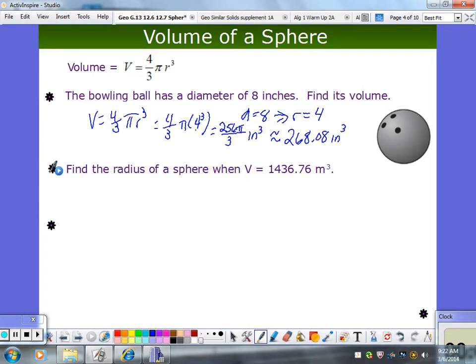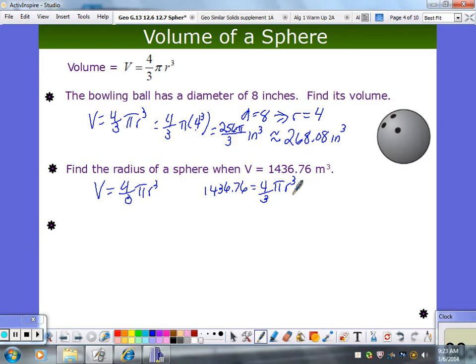Find the radius of a sphere when the volume is that number there. So again, we just write out the formula, substituting what we know to find what we don't know. Those of you that are running straight to your calculator, I do have an expectation. I see where this is all coming from.